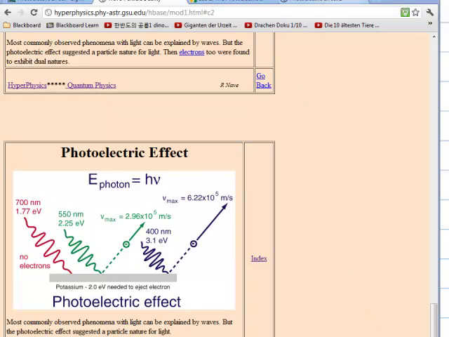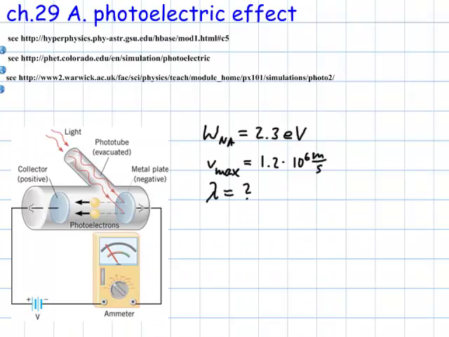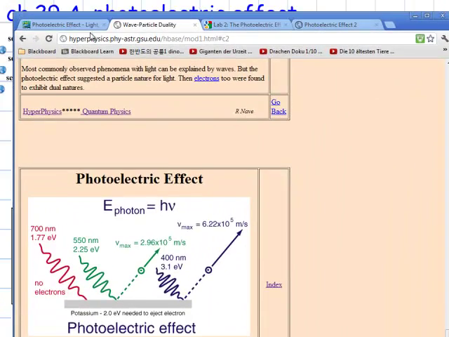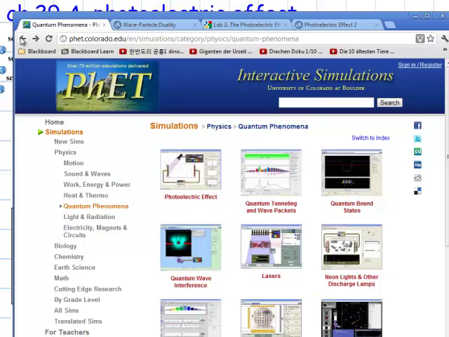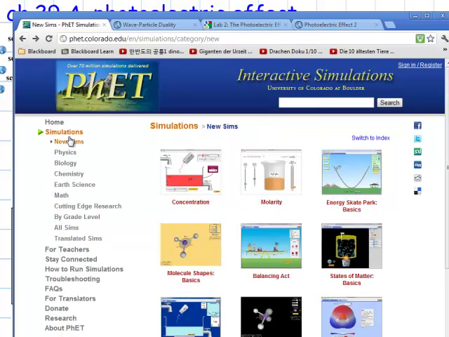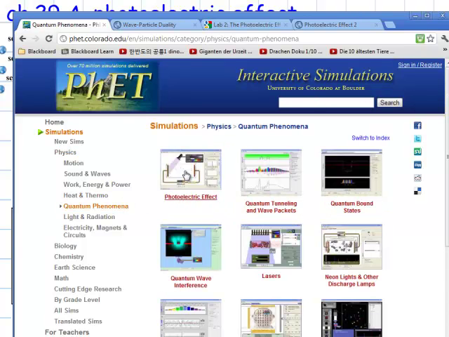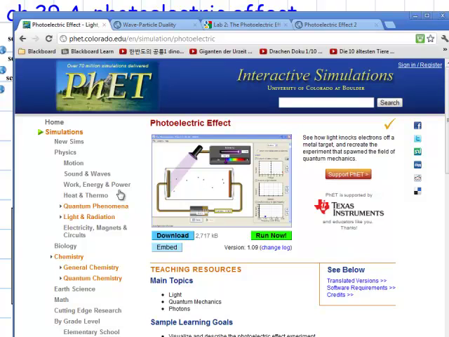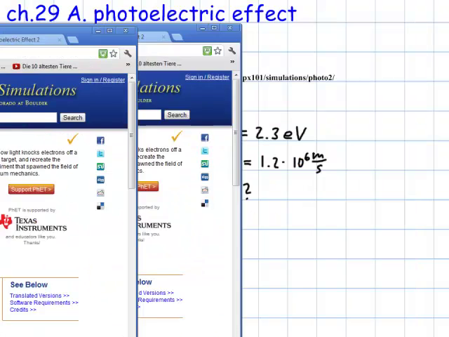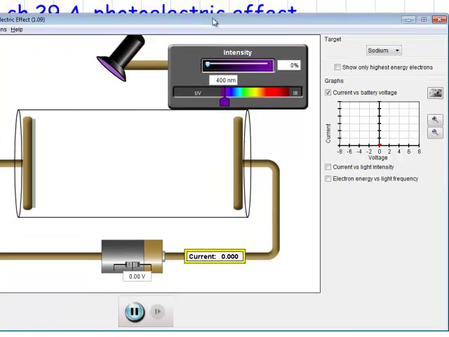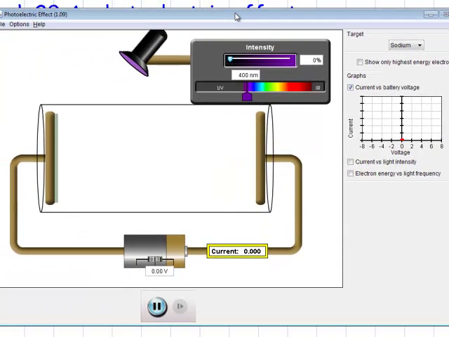Okay, let's go back to this one here and look at an applet from PhET. So I'm going to go here, and actually I wanted to start on the front page. So go to PhET, go to simulations, click on physics, click on quantum phenomena, and then it turns out it's the very first one, the photoelectric effect. So here it is, and that's how it opens.